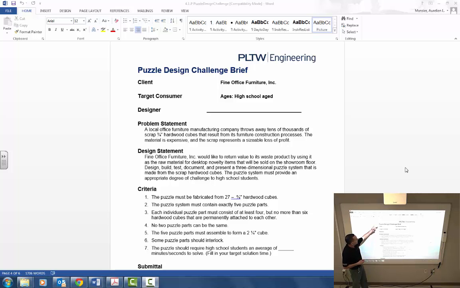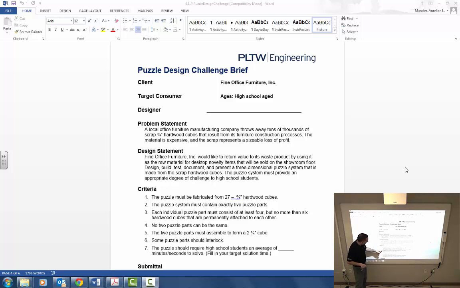On the design brief, we have our client, the target consumer, and the designer, which in this case would be you, because you'll each come up with your own design. It has a problem statement. It says that a local office furniture manufacturing company throws away tens of thousands of scrap 3/4-inch hardwood cubes that result from its furniture construction. The material is expensive and the scrap represents a sizable loss of profit. So the idea is the office furniture company would like to return some value from its waste product by making some sort of novelty item that would go on the desktop. They want you to take these cubes and make basically a puzzle out of them.